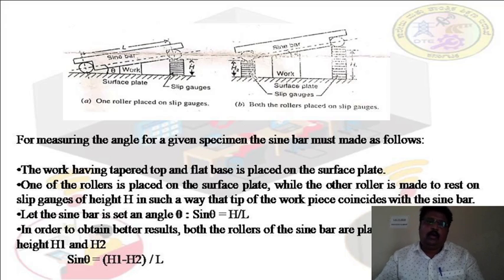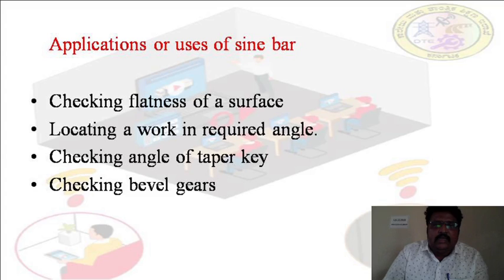Hope all have learned about the sine bar and the working of the sine bar. And now let us look into some of the uses, or we can also say applications, of the sine bar. The sine bar is used for checking the flatness of a surface, and also for locating a work at a required angle. Third, the sine bar is used for checking the angle of a taper key. The last one, the sine bar is used for checking bevel gears. So you all have learned about different uses or applications of the sine bar.